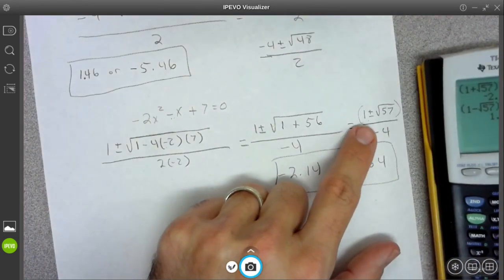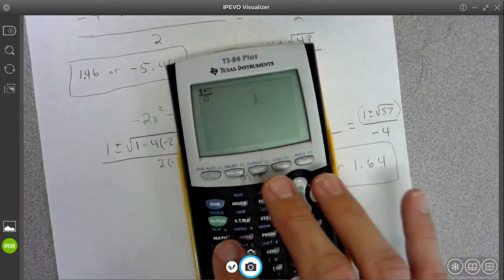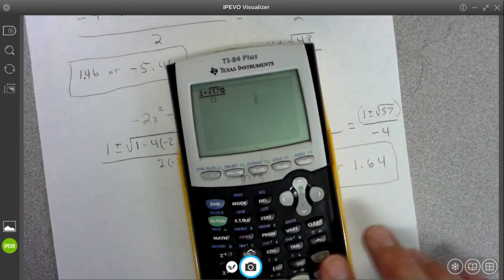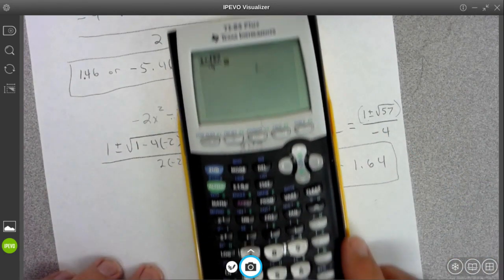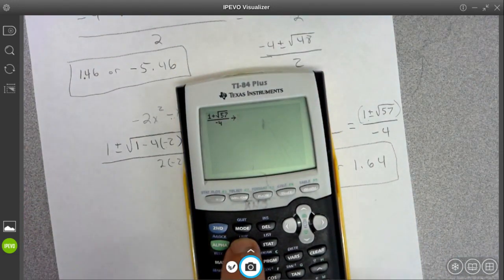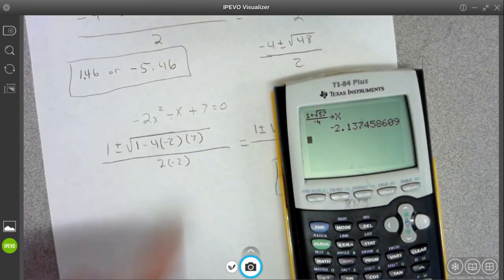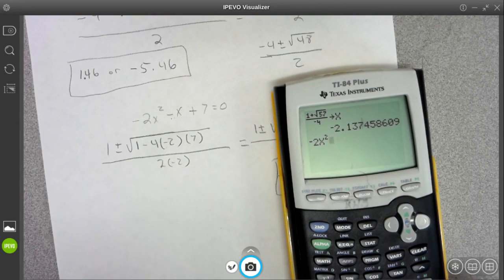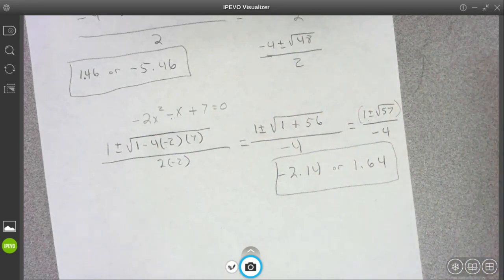And another one, yeah. Let's say you wanted to take this thing. Another thing that you can do, 1 plus the square root of 57 over -4. You can actually take this and store that. Remember the store button's right here? Gives you a little arrow. Store that to x. And now, if you were to type in this left side, it would give you exactly 0. Minus x plus 7, and you get exactly 0. I think that's good. Cool.